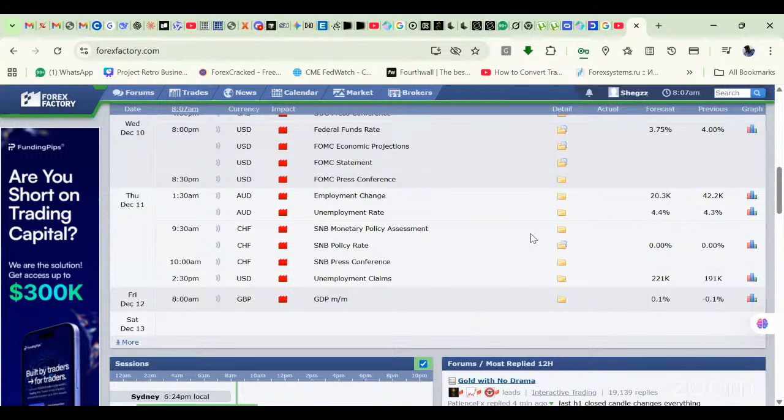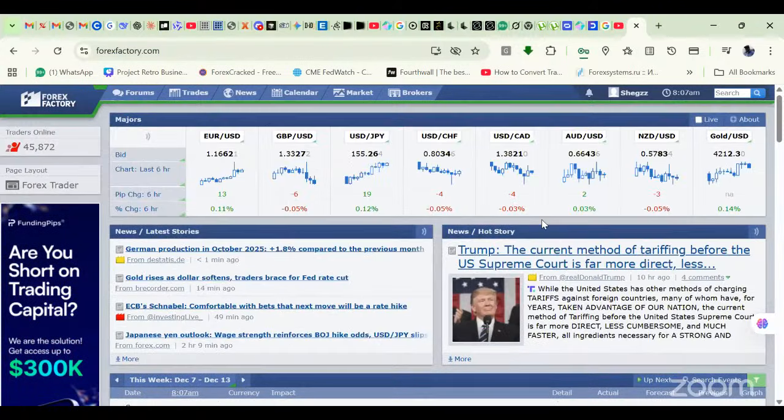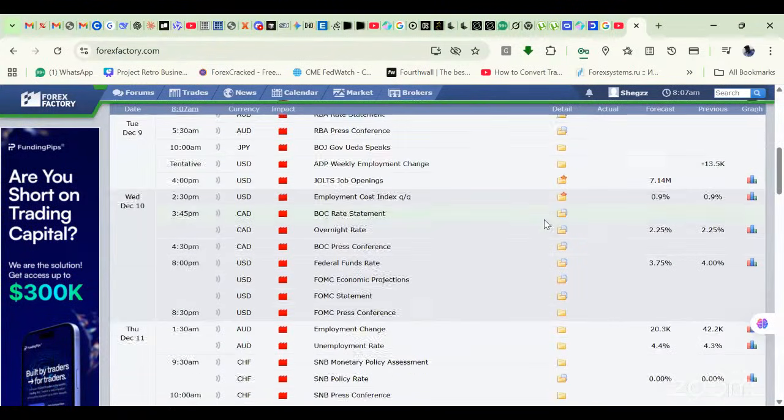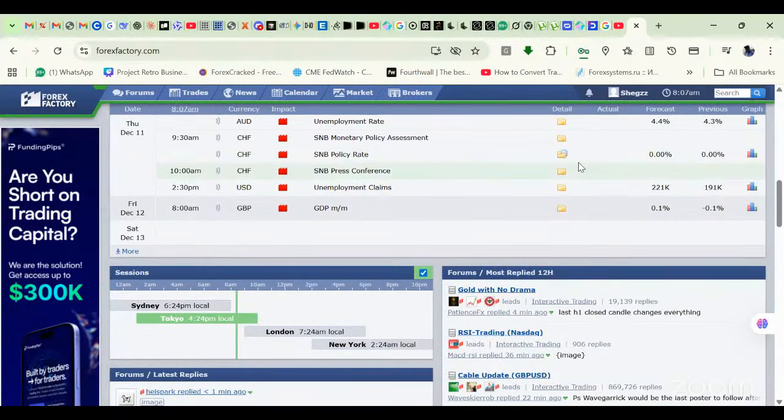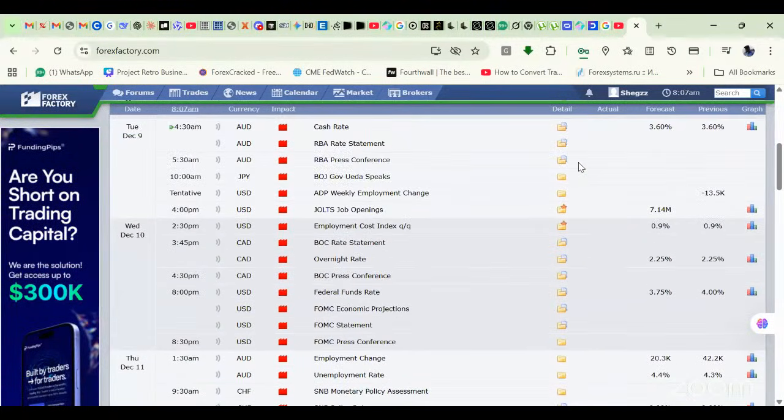So this week is also actually a rate week for major currencies in the world, except for pound. Major currencies: AUD, USD, and of course Canadian dollar, and of course even CHF, and of course even Japanese yen. But of course it's not the rate for Japanese yen and pound.